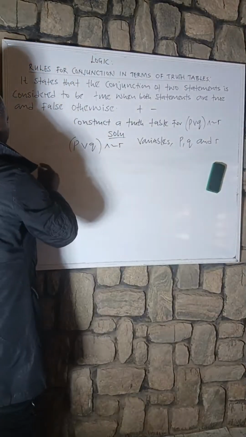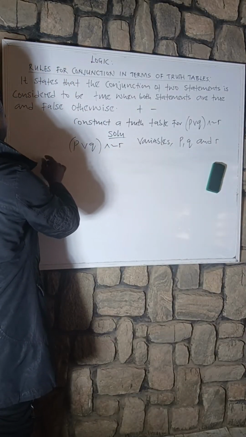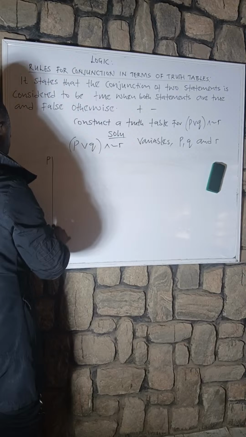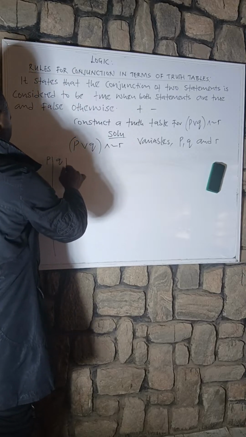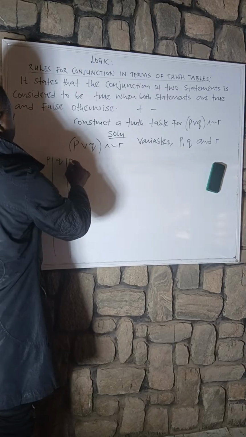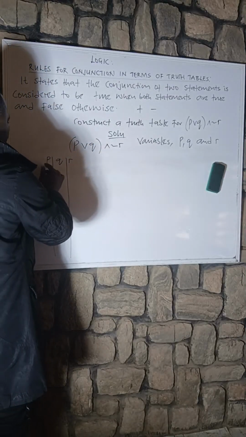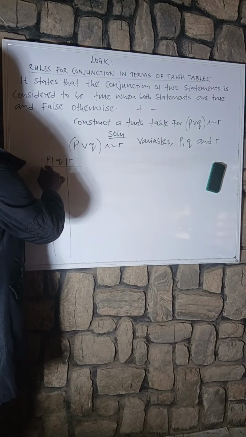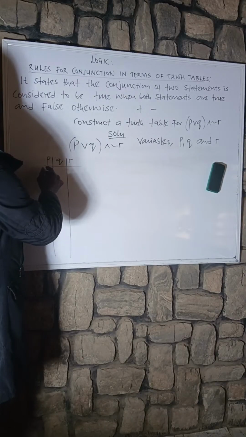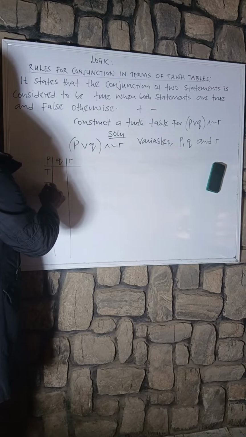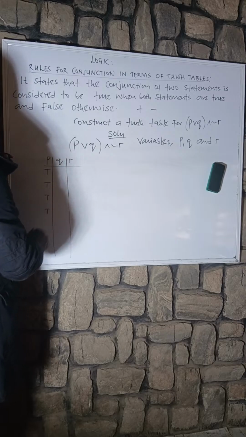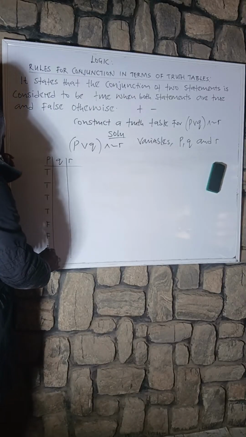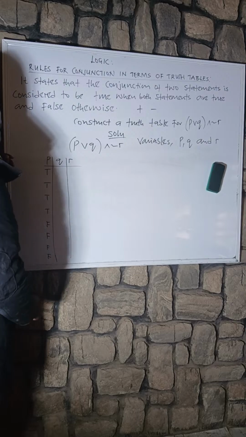let me just present it in a tabular form. This is P, this is Q, and this is R. It means we are going to have T to 4 places, then F to 4 places, T, T, T, T, then F, F, F, and F. Can you see now?